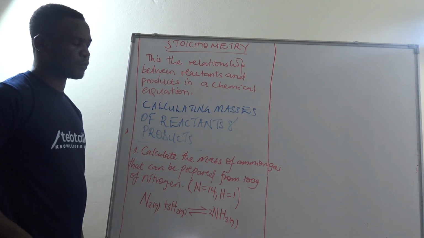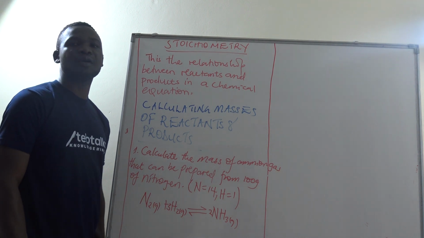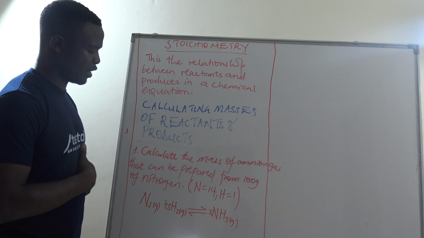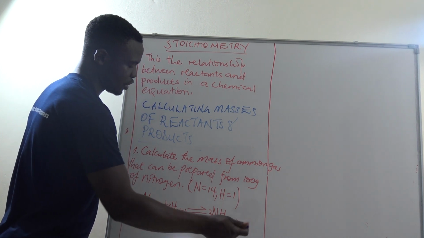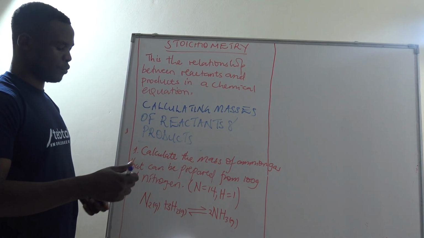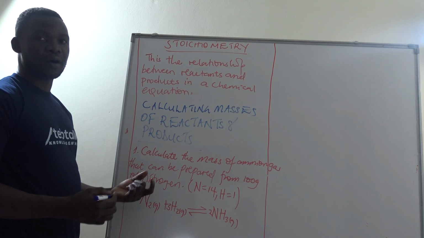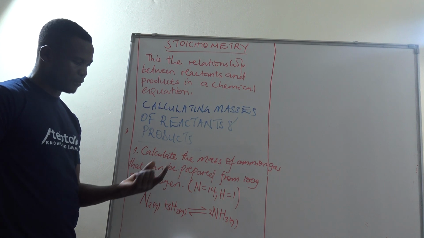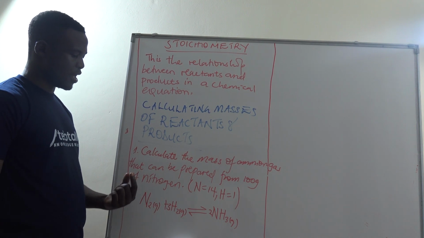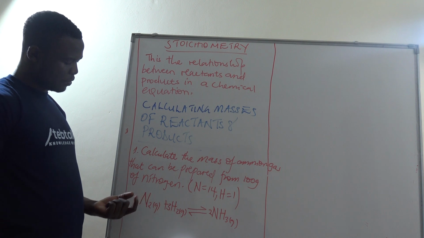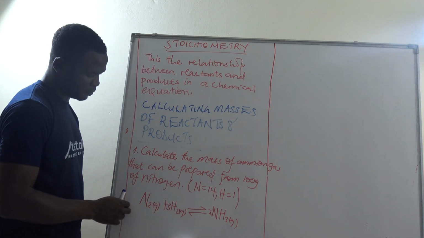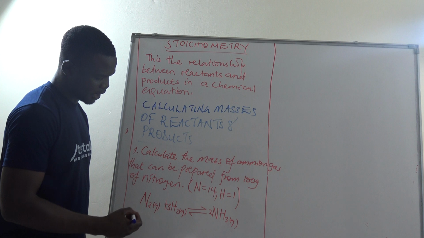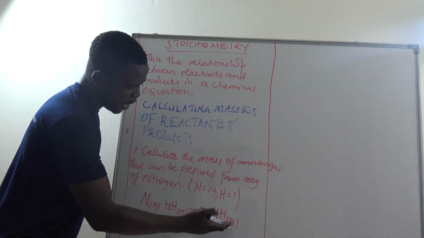Now you remember in the previous clip, we looked at interpretation of chemical equations, and the various ways we can interpret them. One of them was mass interpretation. Since they are talking of mass of nitrogen, we are going to look at the mass interpretation of the equation. Nitrogen is 14, and we have 2 atoms of nitrogen. This becomes 28.